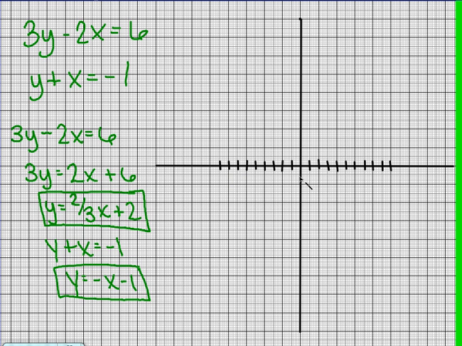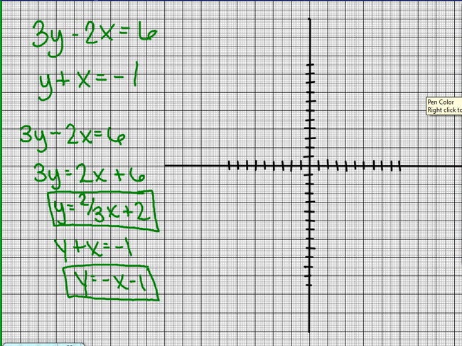Now, it doesn't matter how you graph this. I'm going to graph them using the y-intercept and slope. If you want to set up a t-chart and plug in points to solve that way, that is fine, but I'm going to do it just based on the y-intercept. A little bit quicker. So the first one we're graphing is y equals 2/3 x plus 2. Now we know that the plus 2 is the y-intercept. That's where it crosses the y-axis. So there is plus 2 on my y-axis.